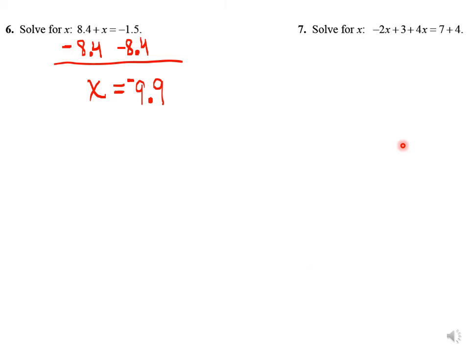All right, for 7, here's one little thing we're going to do. Notice on either side of the equal sign, not moving things across the equal sign, but just on this side here, can I combine anything together? Negative 2x and 4x. You can subtract. That would work. So negative 2x and 4x. Notice we're not moving anything across the equal sign, right? We're just simplifying this side of the equal sign. So negative 2 and a positive 4 makes positive 2, so 2x plus 3.